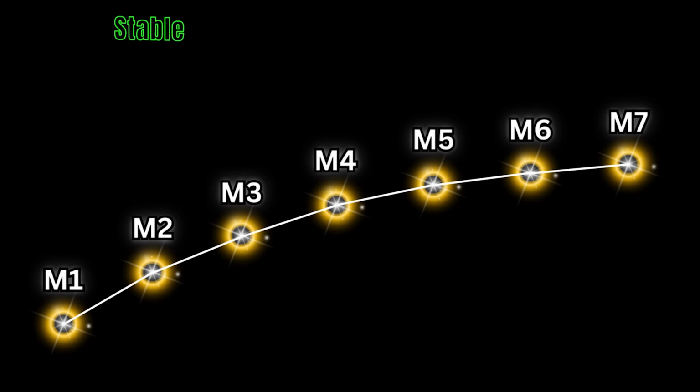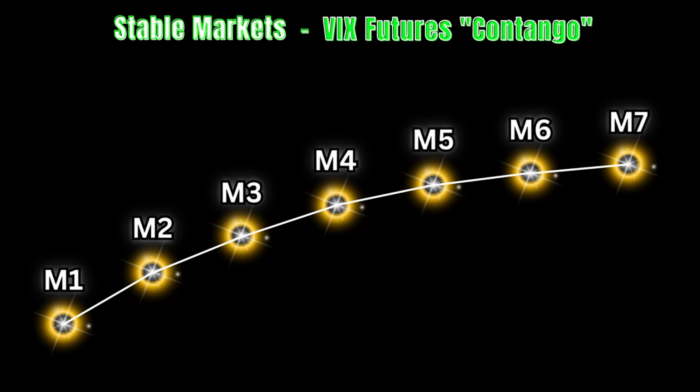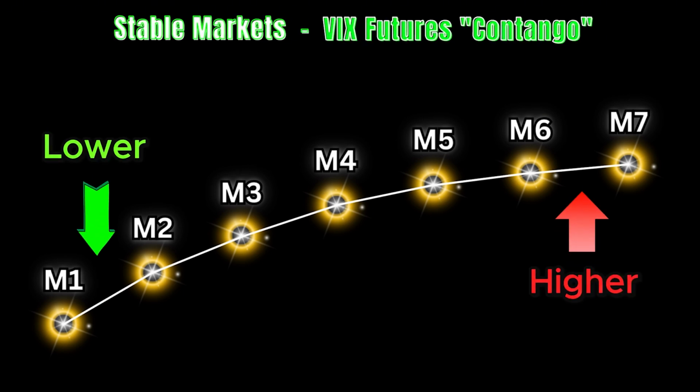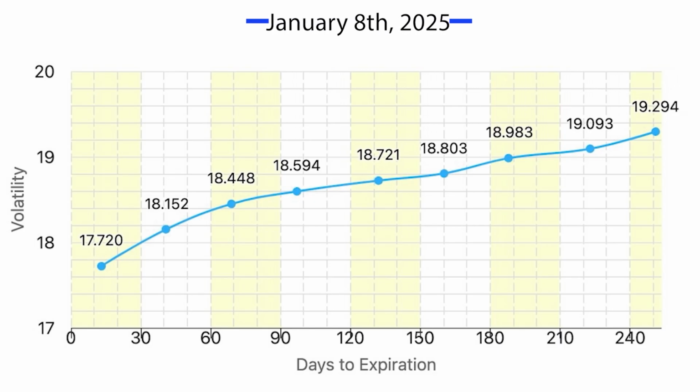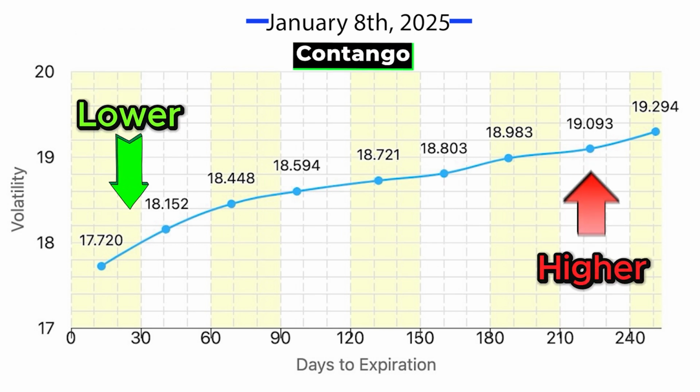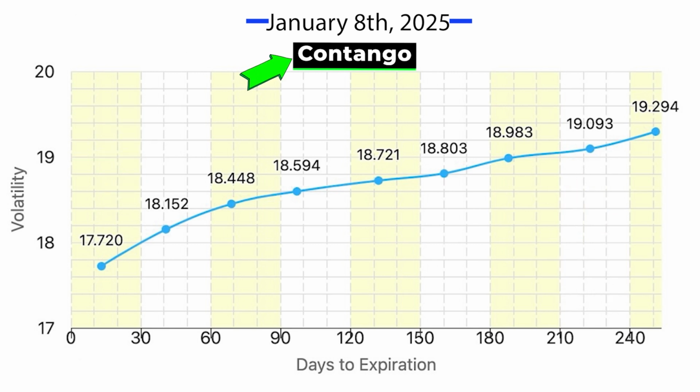In a stable market, when everything is calm and the S&P 500 is just trending higher, those VIX futures will align themselves in what we call contango. That's when the longer dated VIX futures are priced higher than the shorter dated VIX futures. A good example of this would be from just a couple of months ago. This is January 8th, 2025. Notice how each VIX future further out in time is higher than the previous one. Again, this is called contango.